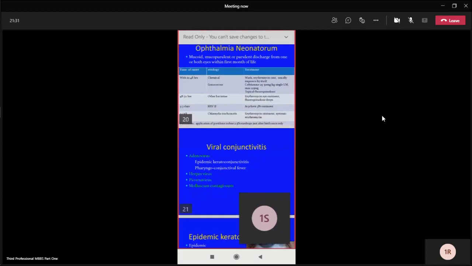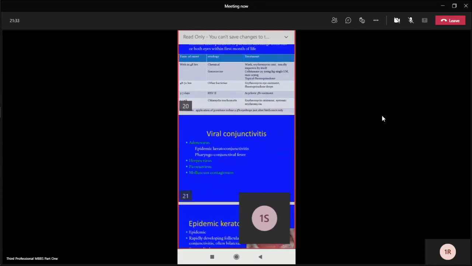Next is viral conjunctivitis. Usually due to adenovirus, with two types of presentation. One is epidemic keratoconjunctivitis or EKC, and another one is pharyngoconjunctival fever. In case of pharyngoconjunctival fever, we have to palpate the submandibular and preauricular glands. Other causes are herpes and picornavirus and molluscum contagiosum.